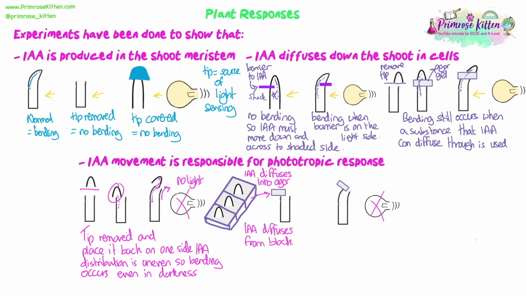So that's showing you that there's no light sensing necessarily happening in the tip, and it can't, because it's in the dark anyway. It's pushed to one side, so the IAA is only able to diffuse down one side, so it's very uneven, and that's causing this bending towards the light. So we're getting a phototropic response even though there's no light.